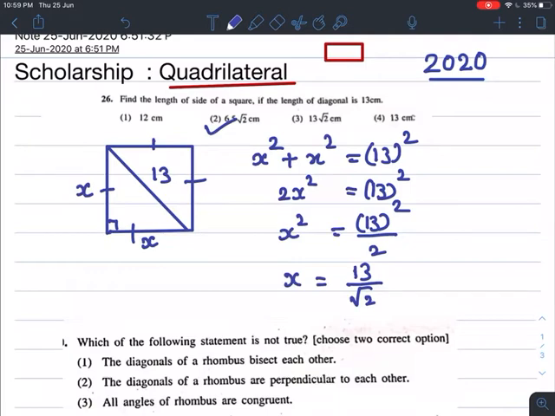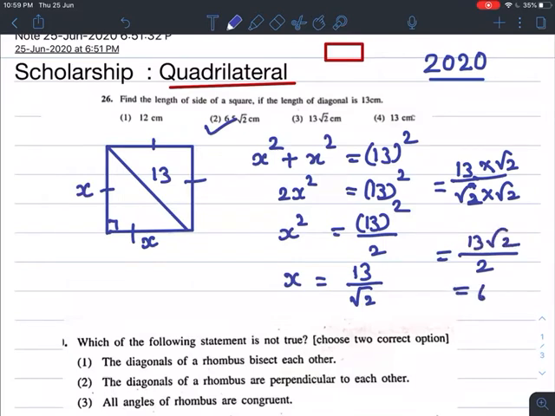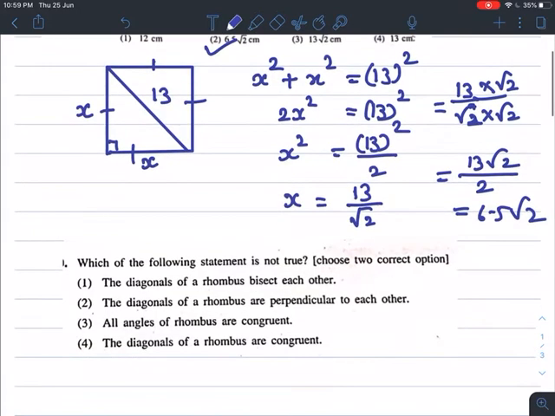In the denominator we cannot keep root 2. For that you have to rationalize it, meaning you multiply root 2 in the numerator and the denominator. So root 2 times root 2 in the denominator will be 2, and the numerator is 13 root 2. So 13 upon 2 root 2, and the answer is 6.5 root 2. In this way we can solve by the step by step method.